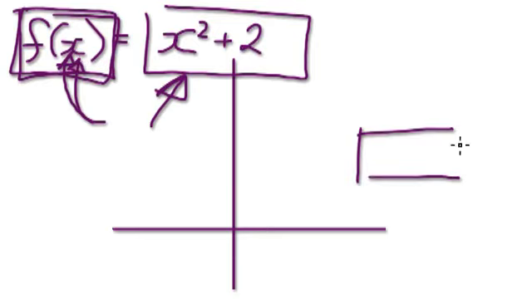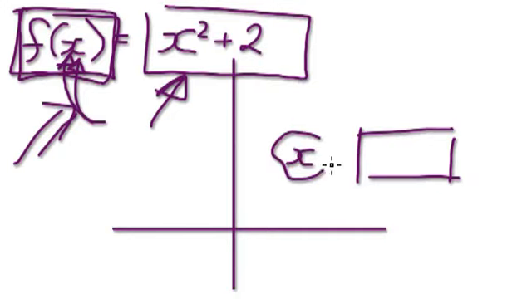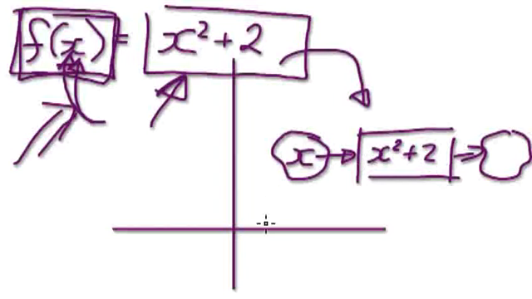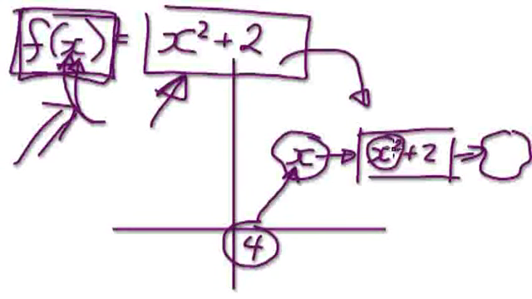What a function is, you can imagine it as a box. In this case, I've got a function f of x. That means I'm going to put a number x into this thing, and it's going to spit out something. In this case, the machine is x squared plus 2. It's going to get whatever number you put into it. Let's say 4. It's going to get 4 and square it, which will be 16. 16 plus 2, so it's going to spit out 18.